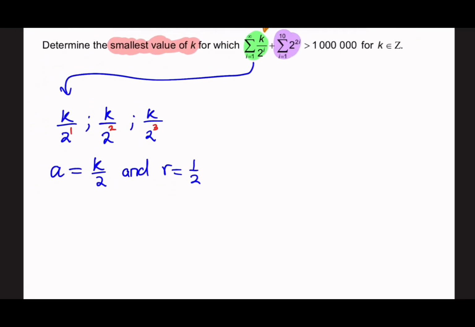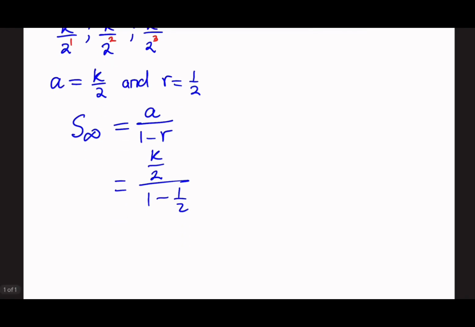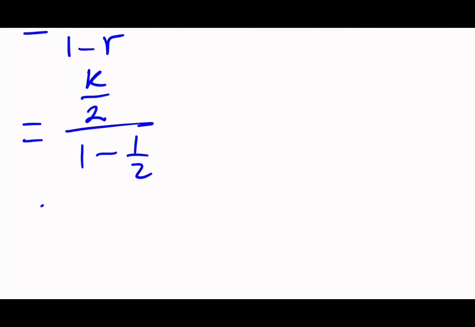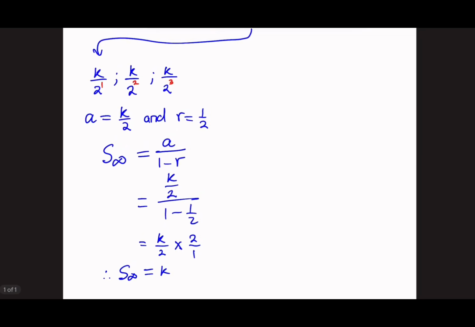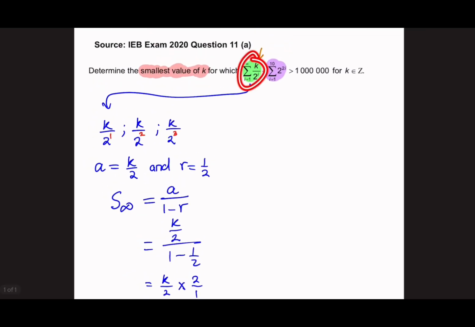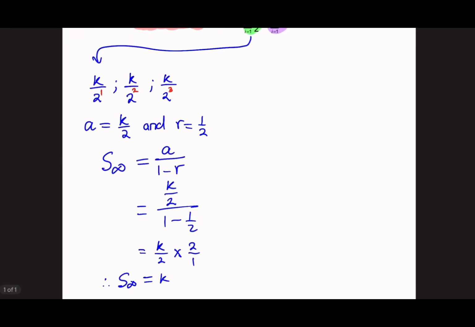So now that we have that, we can find the sum to infinity. As we know, it is a over 1 minus r. So it is k over 2 over 1 minus 1 half. 1 minus 1 half is obviously just 1 half. So you've got k over 2 divided by 1 over 2, and it's better to change the division to multiplication and flip the 1 over 2 to be 2 over 1, allowing us to have k. So therefore, S infinity is just k. If you sum everything here to infinity, it's just k. So this sum is just equal to k, in the end.